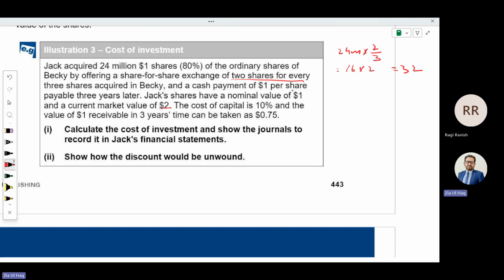And a cash payment of $1 per share payable 3 years later. How many shares? 24. That means the cash consideration at $1 will be 24 million. But after 3 years, and they have provided this information, $1 will be equal to 0.75. So this is cash and this is share. And cash after 3 years will be 24 million into 0.75, that is 18 million. 50 will be the consideration paid. Are you with me?